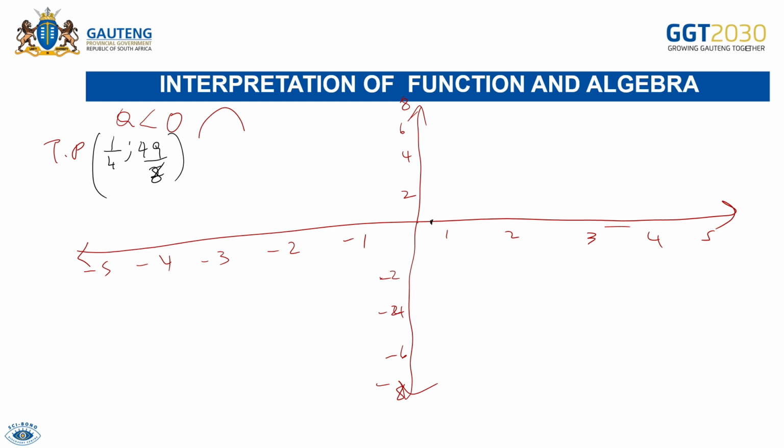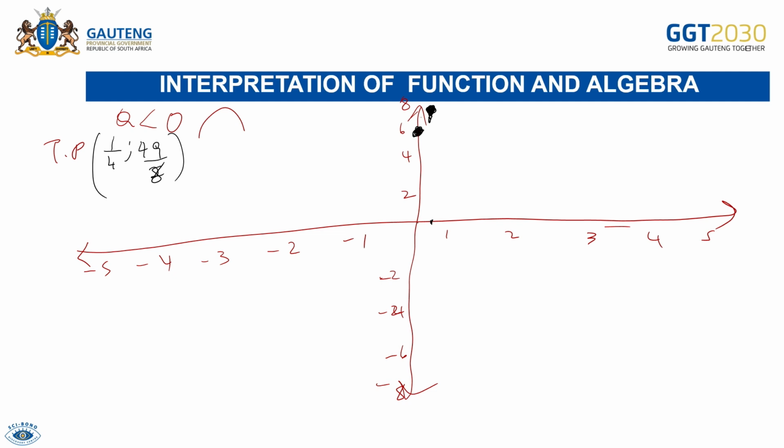It's going to be somewhere here. And then 49 over 8 is going to be 6 comma something. It's 49 divided by 8. It's going to be 6.125, which is 6.13. 6.13 is just going to be a little bit above the 6, so it's going to be somewhere here. And then your y-intercept is at exactly 6, so it's going to be just a little bit below.